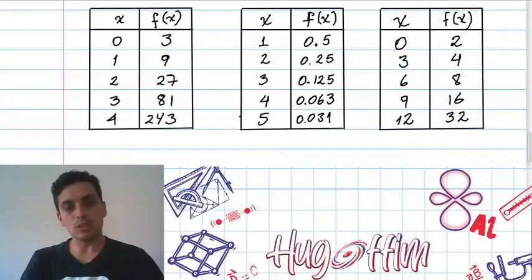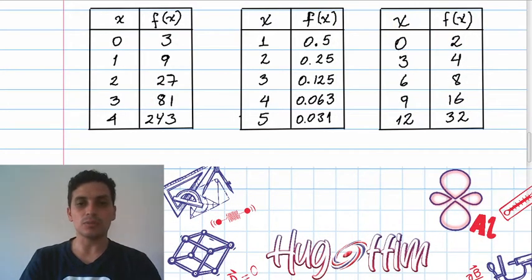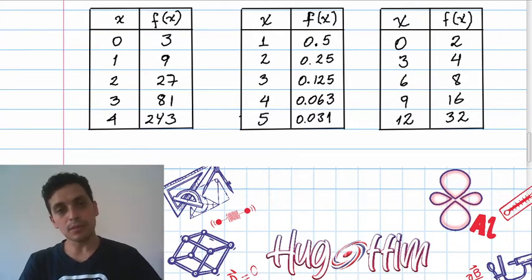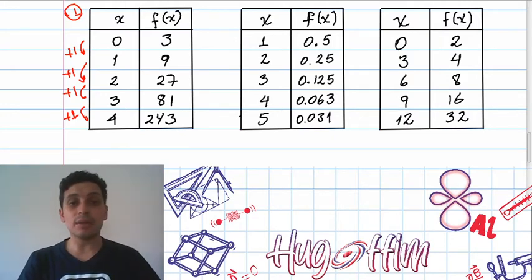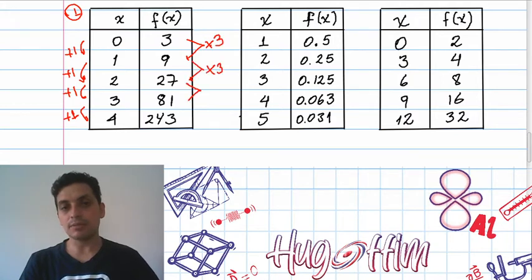So let's go. You can see here three tables, right? The three tables are talking about a different trend. So we're going to start with table number one. In table number one, you can see that you're increasing the independent variable by 1. Okay, it's increasing 1 by 1. And you're seeing that the dependent variable is increasing like a regular number. It seems to be multiplication, so what we're doing is multiplying times 3 every time.